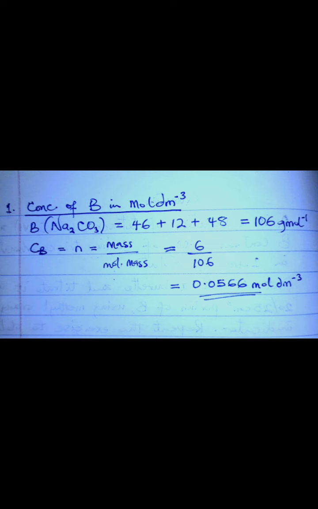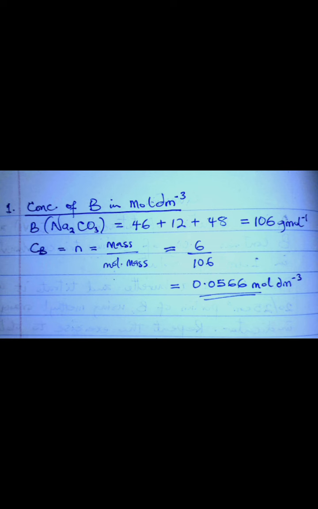Imagine that in your own question, it's not a standard solution. Imagine that 6 grams, or whatever grammage, was dissolved in 250 cm cube of solution. If that's the case, your formula of mass over molar mass will end up being mass over molar mass times the volume of solution, the volume of water used. That's the 250 cm cube, but you convert the 250 cm cube to dm cube, so 250 will be 0.25.